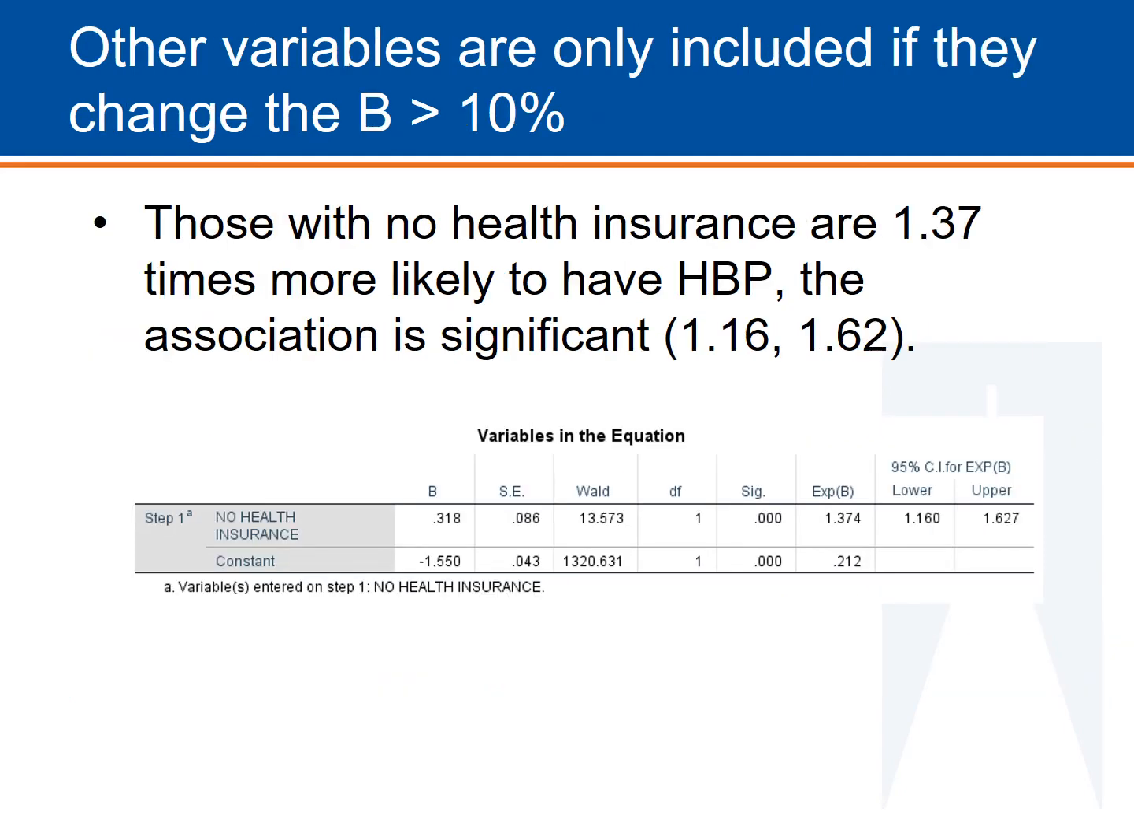In a logistic model, other variables are only included if they change the B greater than 10%. In this case, the only variable from the example given is a variable that you will test later as an effect modifier. Given this example, those with no health insurance are 1.37 times more likely to have high blood pressure, and the association is statistically significant. In your exercise, you will explore for confounding and effect modification that were not included in this PowerPoint, so you will have a different result.